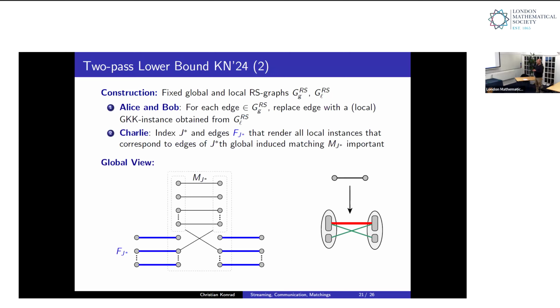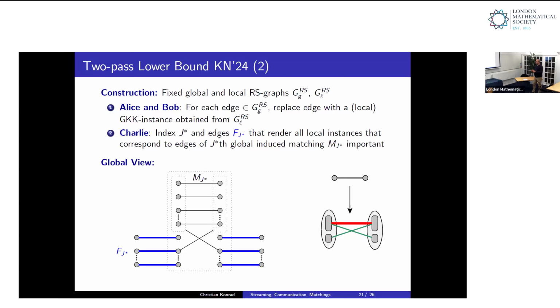We pick a fixed global Russo-Samarelli graph and a local Russo-Samarelli graph. Now here's our global view. The global view really looks exactly like the one-pass hard instance. So we have a Russo-Samarelli graph here. Here's a special induced matching that will be picked. And we have these outside edges here as well, similar to the one-round instance.